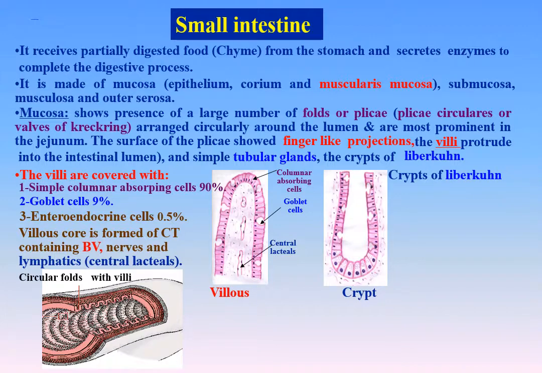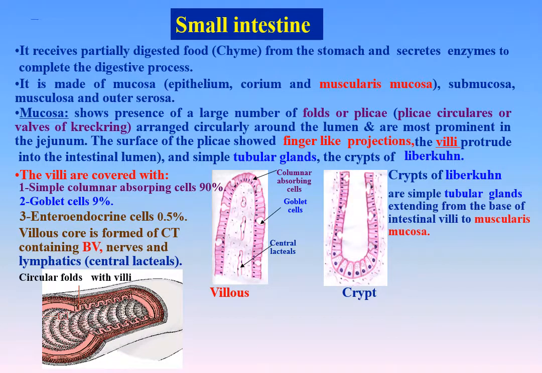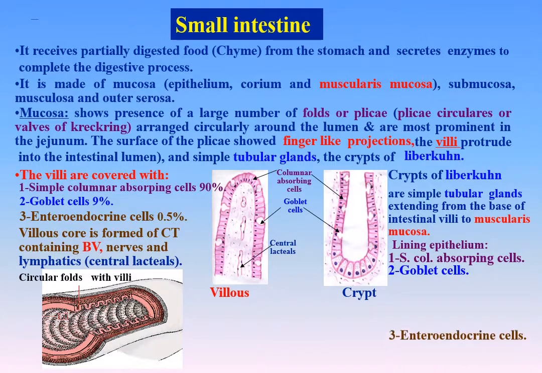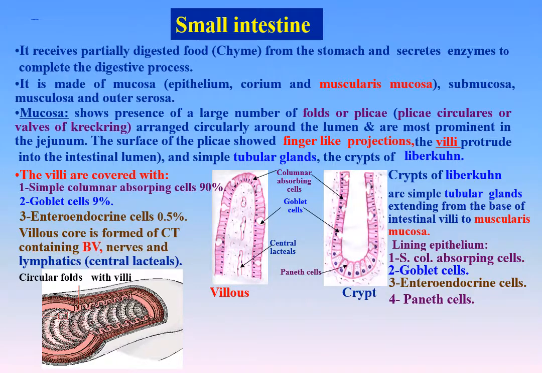Crypts of Lieberkühn are simple tubular glands extending from the base of the intestinal villi to the muscularis mucosa. They are lined by simple columnar absorbing cells, goblet cells, and enteroendocrine cells, similar to the intestinal villi, together with Paneth cells present at the bottom of the crypt, caveolated cells, stem cells, and M cells.